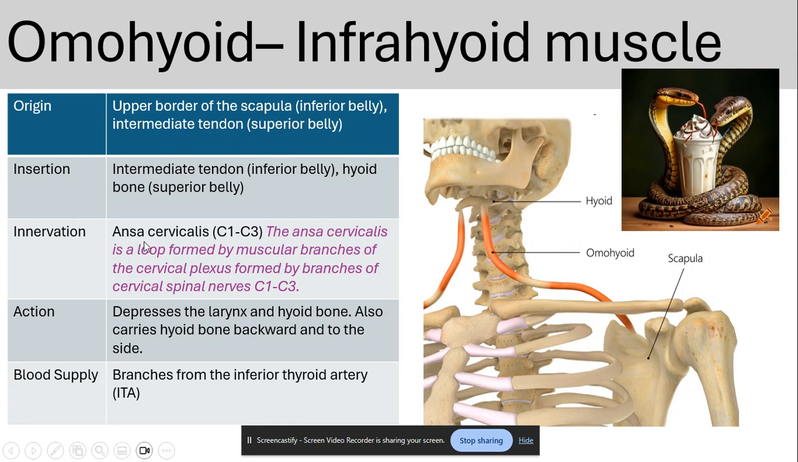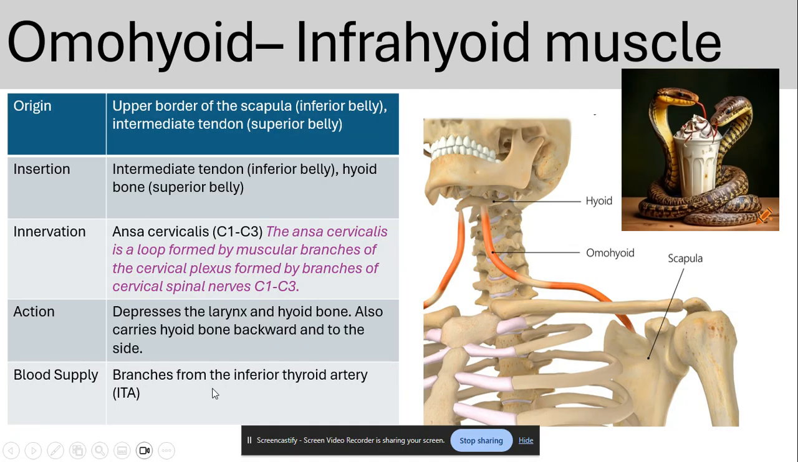Innervation is the ansa cervicalis, C1 to C3. The ansa cervicalis is a loop formed by muscular branches of the cervical plexus, formed by the branches of cervical spinal nerves C1 to C3. So anytime someone says ansa cervicalis, it's C1 to C3, right? Action: depresses the larynx and hyoid bone. Also carries the hyoid bone backward and to the side. So it depresses them and also carries the hyoid bone backward and to the side, right?